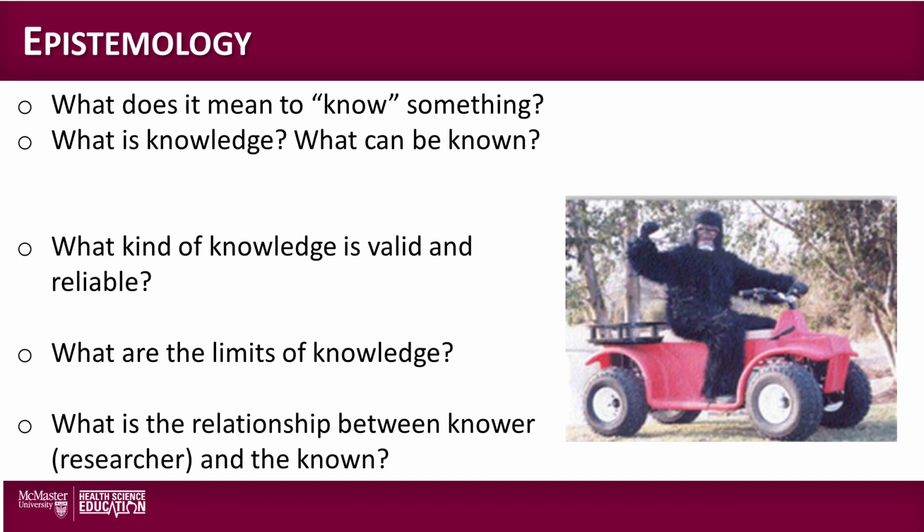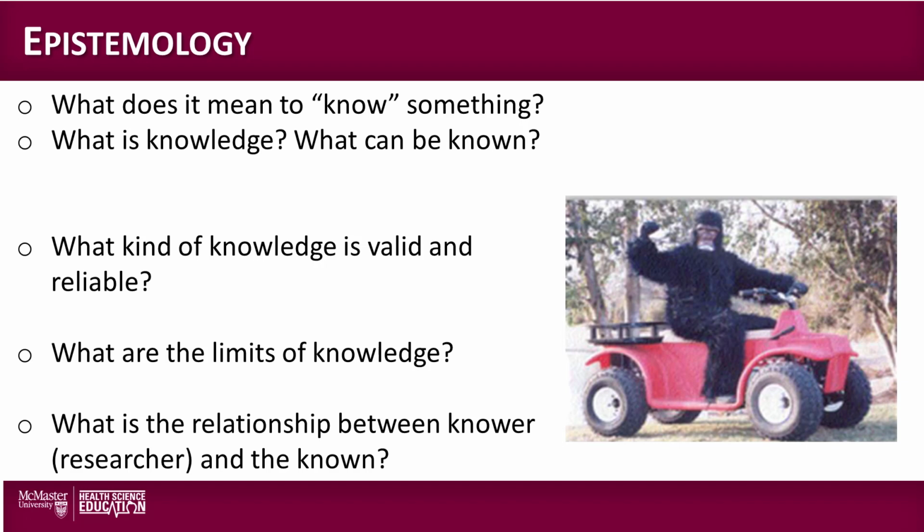The second category is epistemology. Epistemology is the study of knowledge. Specifically, epistemology asks questions about what we can know, how we can know whatever it is that we can know, what it means to have knowledge, who can have knowledge, and what we can have knowledge about. Epistemology is also interested in questions about the authority of knowledge, about what kind of knowledge is valid or reliable, what the limits of that knowledge are, and what the relationship is between the knower and the known.